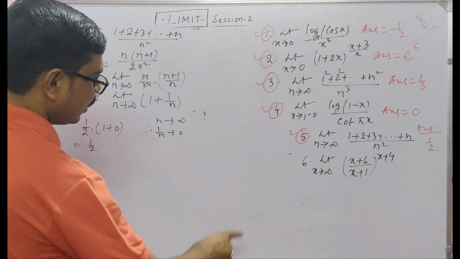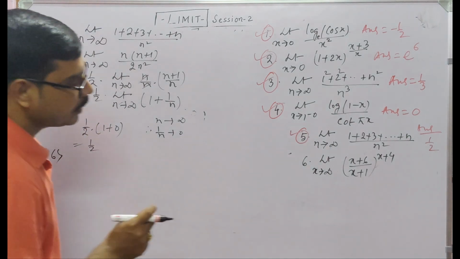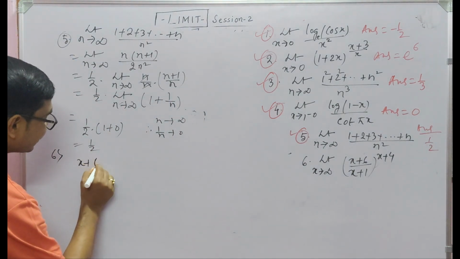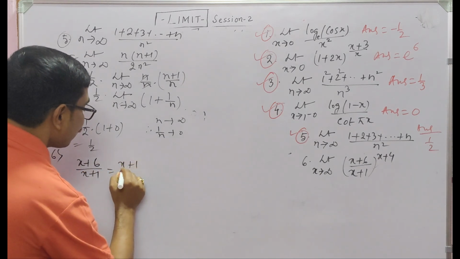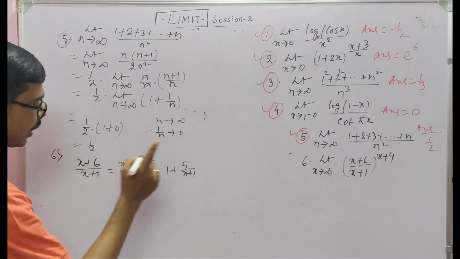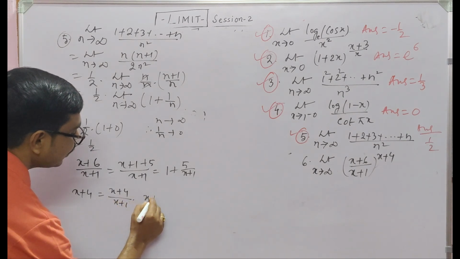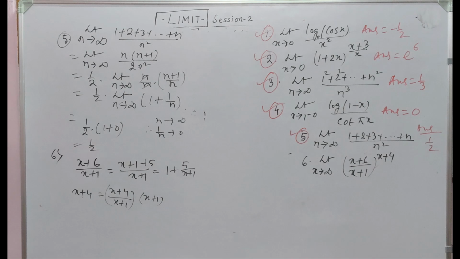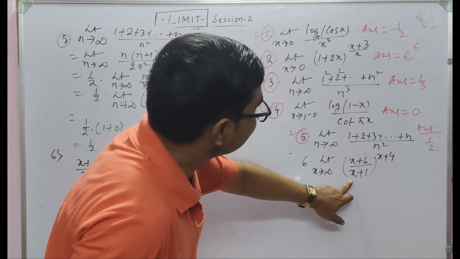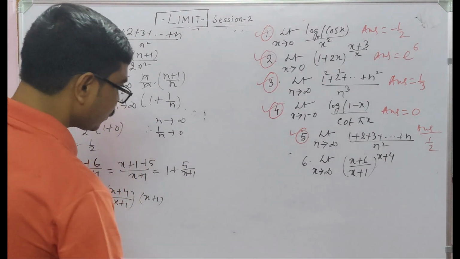And now question number 6. Limit x tends to infinite, x plus 6 by x plus 1, to the power x plus 4. এটিকে একটু ভেঙে লিখো, x plus 6 by x plus 1 equal to x plus 1 plus 5 by x plus 1, that is 1 plus 5 by x plus 1, and x plus 4. এখানে আমার একটা ফাংশন এসেছে x plus 1 into x plus 1, এটাকে আমি ভেঙে লিখলাম অ্যাডজাস্ট করার জন্য। তাহলে আমাদের কাছে limit x tends to infinite, x plus 6 by x plus 1, to the power x plus 4.